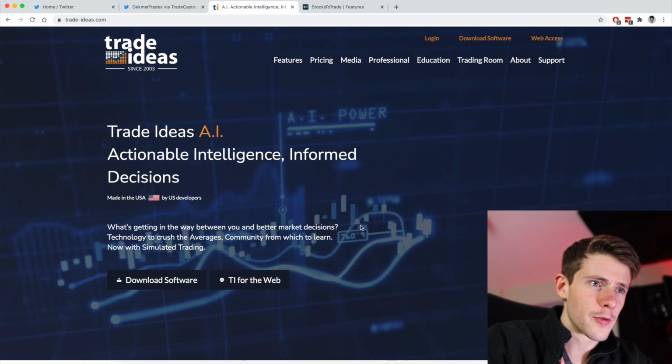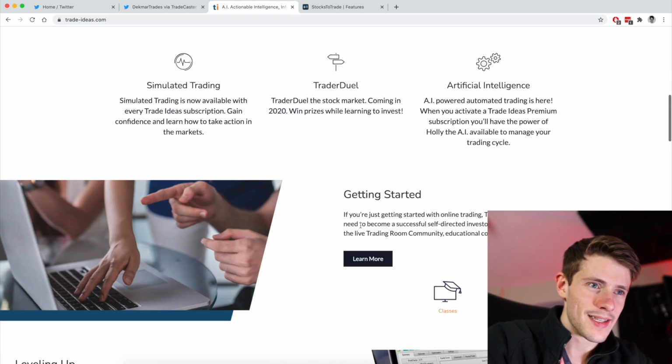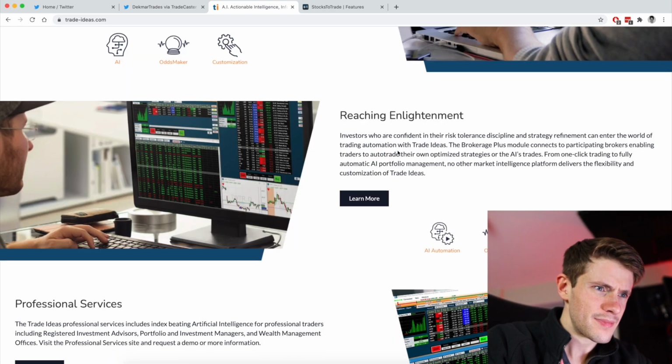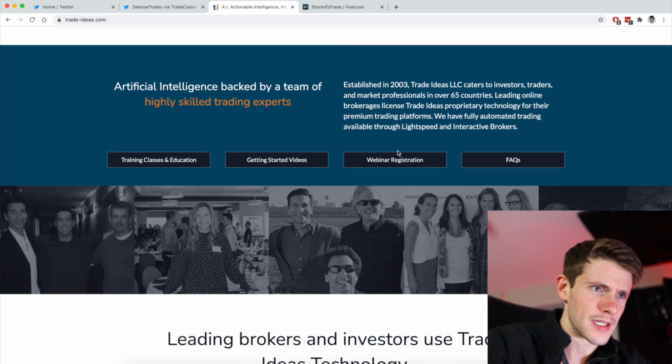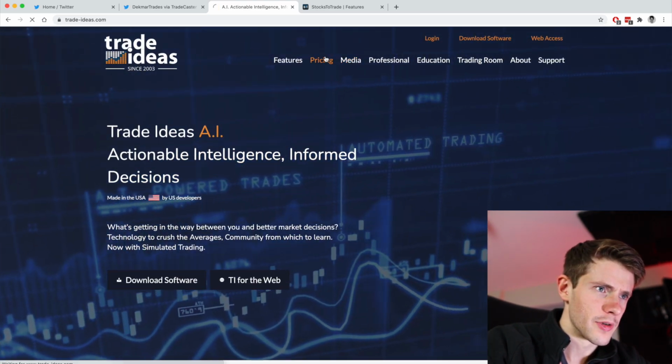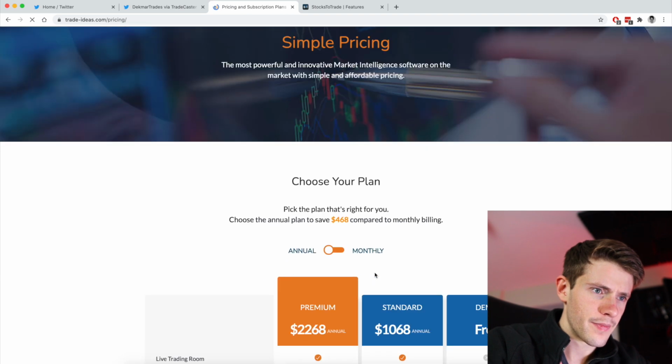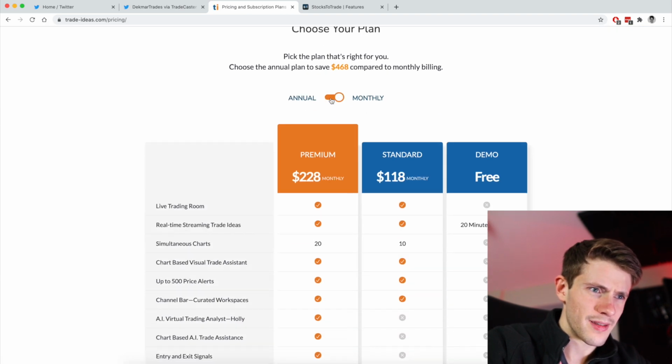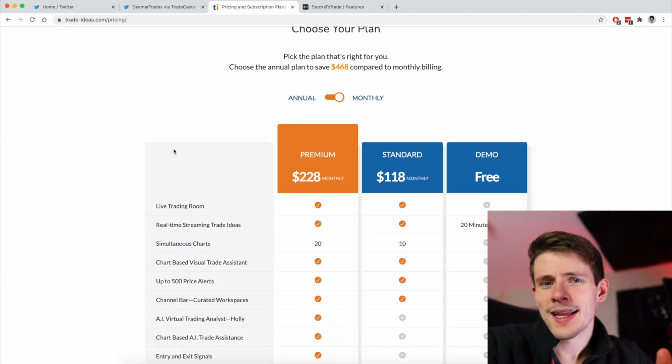Trade Ideas is another really good one, but again, this one is pretty expensive. At least $100 a month. I don't know exactly what the pricing is. I guess we can go to pricing real quick. Go to monthly. Yeah, I mean, this is $228 a month. So it's a lot, man.